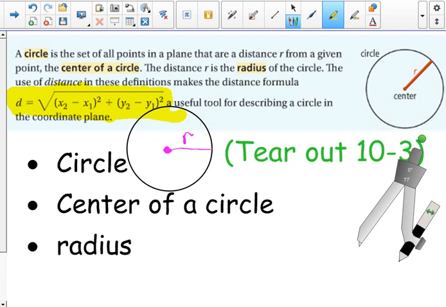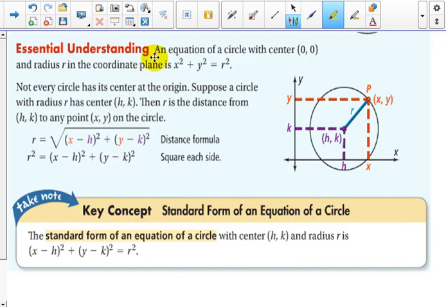So we've got a circle, a center of a circle, and a radius. Those are the important things to remember. And we're going to use the distance formula to create a new formula for us to work with. An equation of a circle with the center at 0, 0, at the origin, and the radius r in a coordinate plane, is going to be x squared plus y squared equals r squared. And that we've already worked with, right? x squared plus y squared equals r squared.